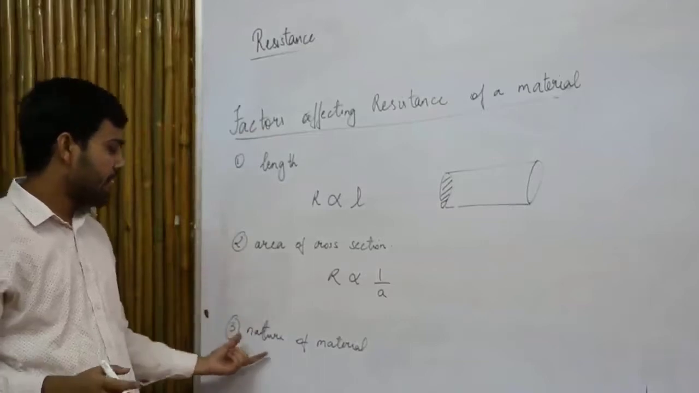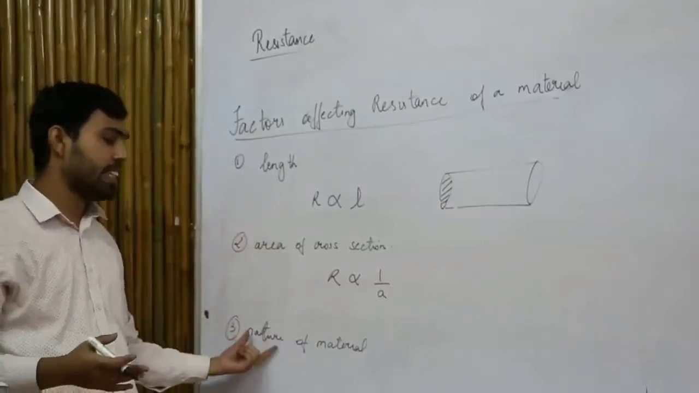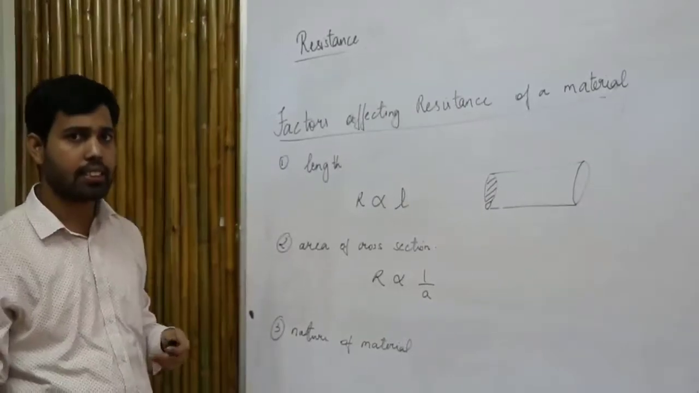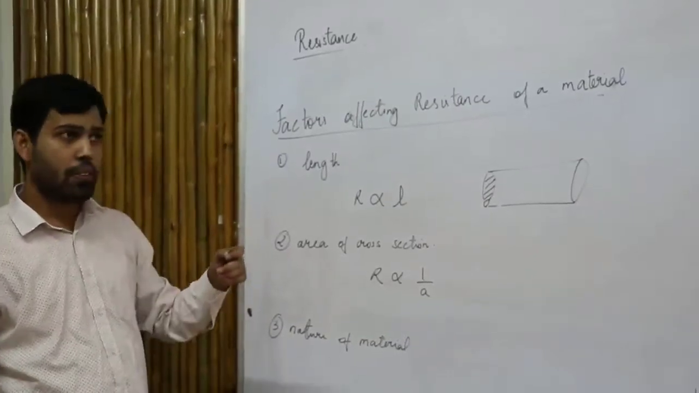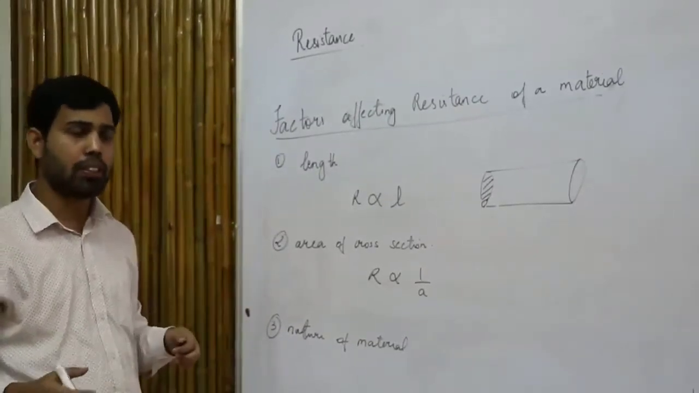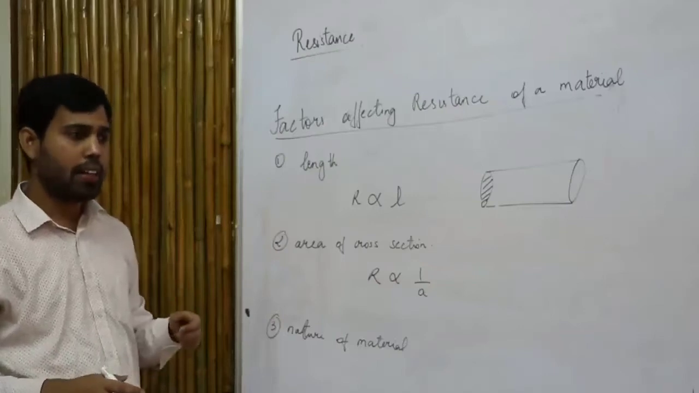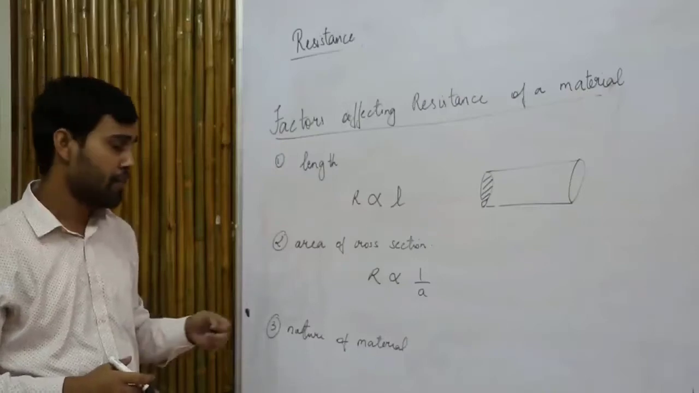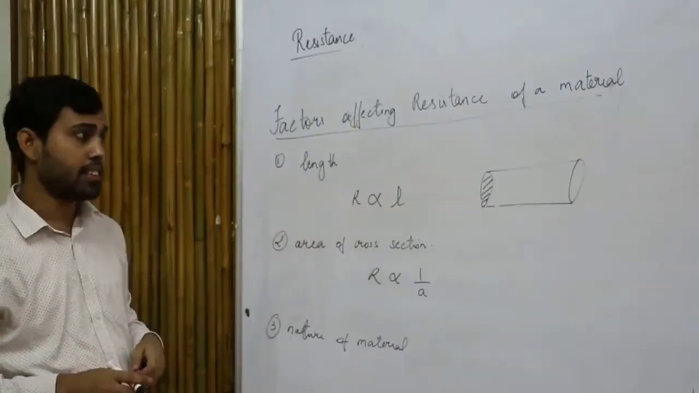Another factor which affects the resistance is the nature of material. Certain materials offer a very high resistance. Certain other materials offer very low resistance, like your copper or silver, whereas there are certain materials like your nichrome wire which offers high resistance.